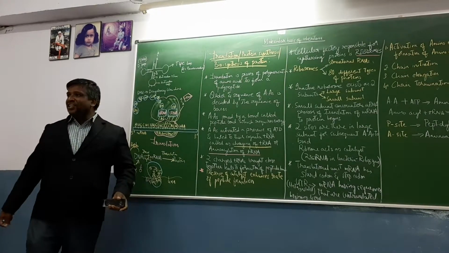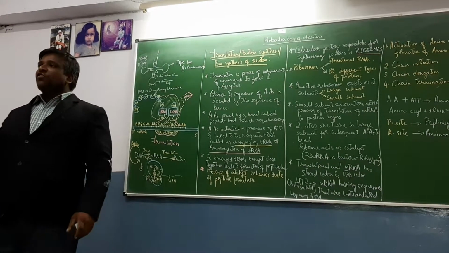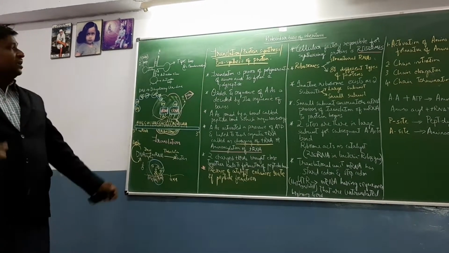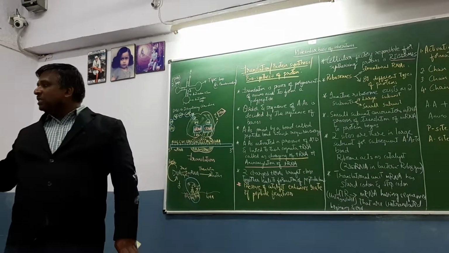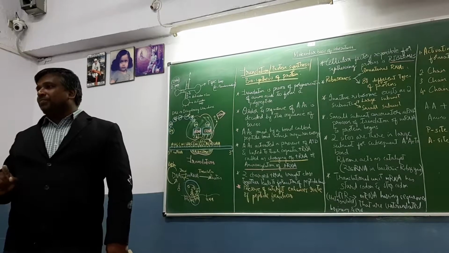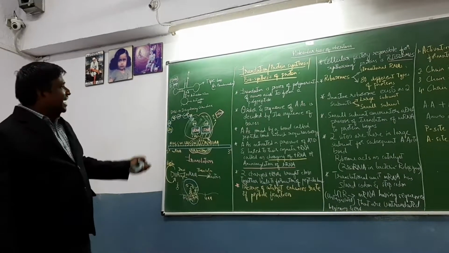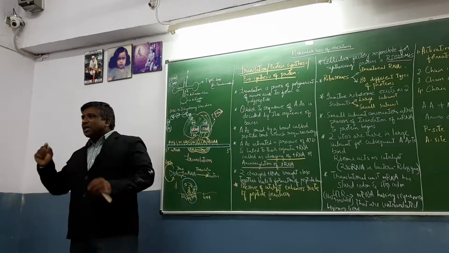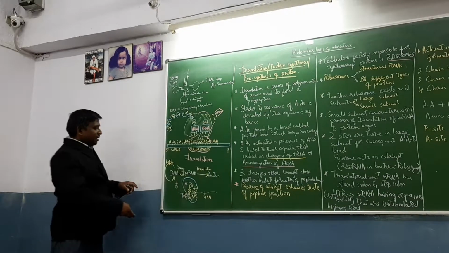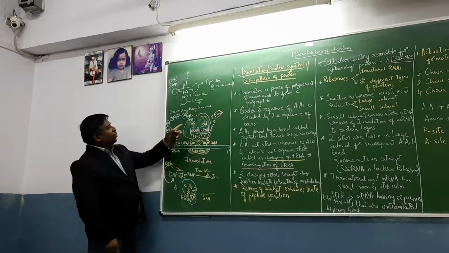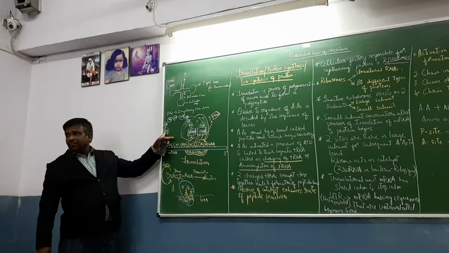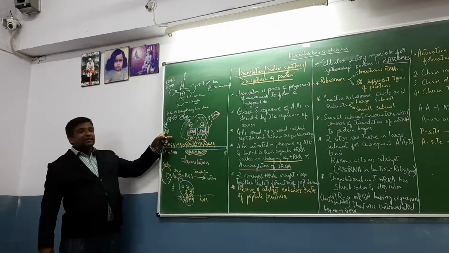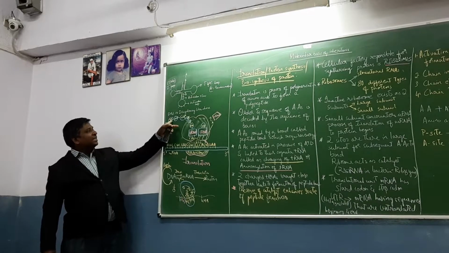What is translation? It is the process of polymerization of amino acids to form a polypeptide, or you also call it protein. Second step, the order and sequence of amino acids. First one is alanine, then glycine. The order of this glycine, leucine, tyrosine.